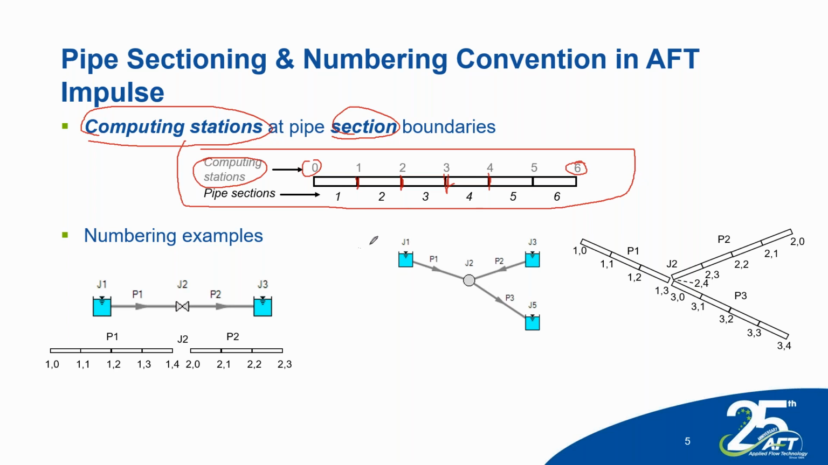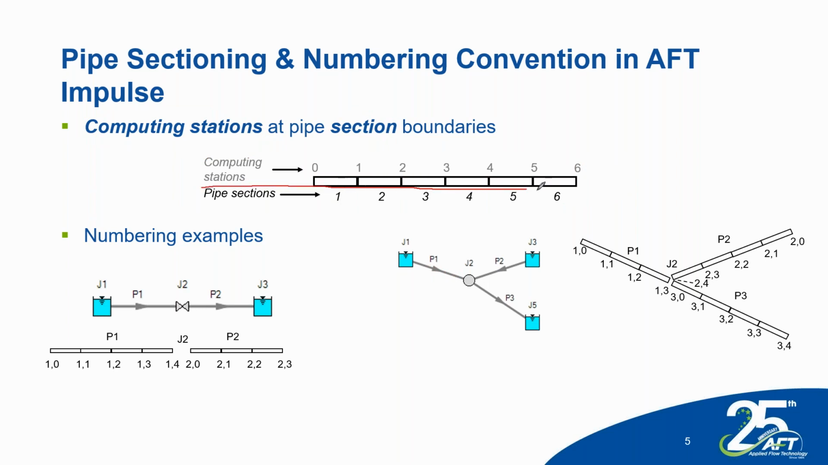So this particular pipe has 6 computation stations. Really, it's actually 7 computation stations when you include the inlet. So that's what computation station means: it is a mathematical point at a certain length in the pipe where we are doing the method of characteristic calculations.